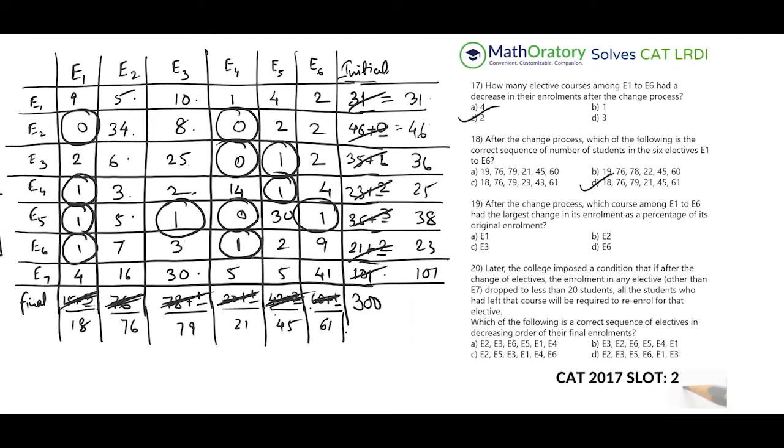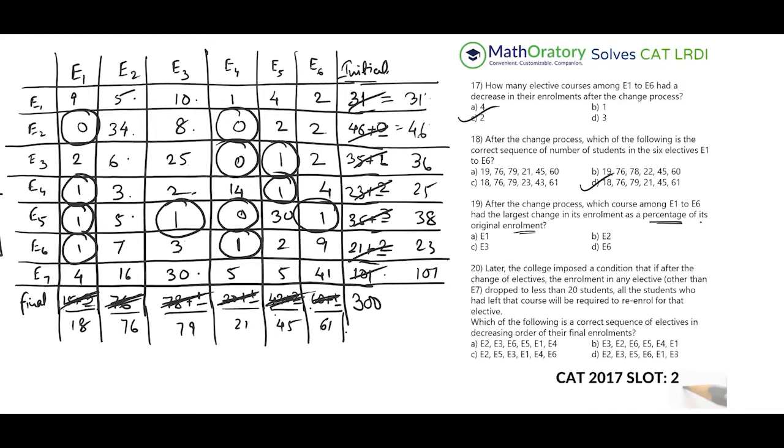19, after the change process, which course among E1 to E6 had the largest change in its enrollment as a percentage of its original enrollment? So we have to think in terms of percentage. So let's look at the values. So E1, we have put it in this way, whichever has a higher percentage will have a lower ratio of final to initial, right? Or higher ratio. I mean, it depends on whether there's an increase or decrease. Okay, let me not take that, or let me directly do this. So otherwise you might get a bit confused. It depends on how comfortable you are with ratio. So let's look at it directly only.